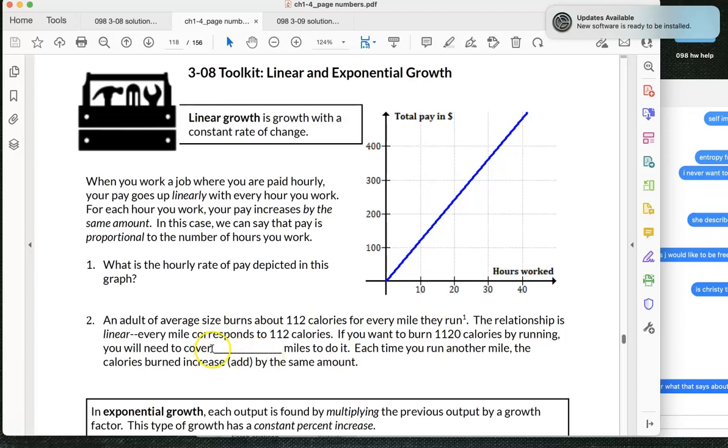Good grief, we can't run for 10 hours. Most people can't anyway. But every time you run another mile, the calories burned increase by the same amount.